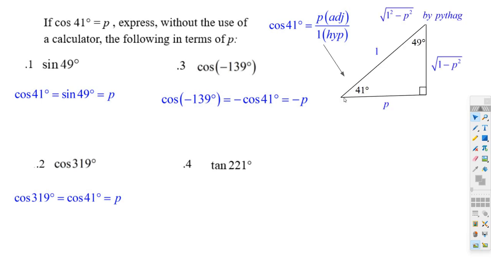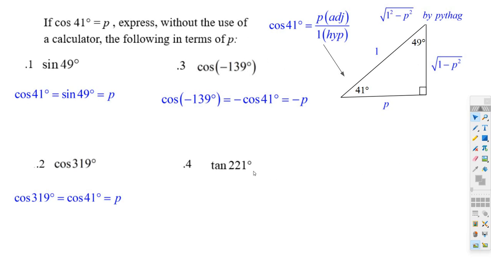P on the adjacent side, 1 on the hypotenuse side. But our problem is, what's this other short side? Oh, it's Pythagoras. If you're looking for the short side next to the 90 degrees, you're supposed to square both sides and subtract, and then take the square root. But 1 times 1 is just 1. So this opposite side must be root 1 minus p squared, you see, in terms of p.